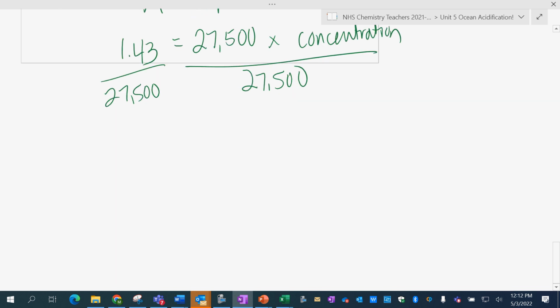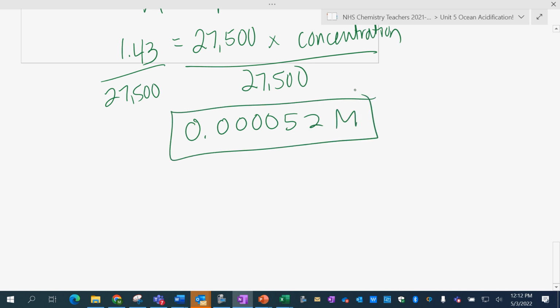So I'm going to go to my calculator, 1.43 divided by 27,500. The mystery concentration, just like I predicted, would be about 0.000052. All right, there we go.